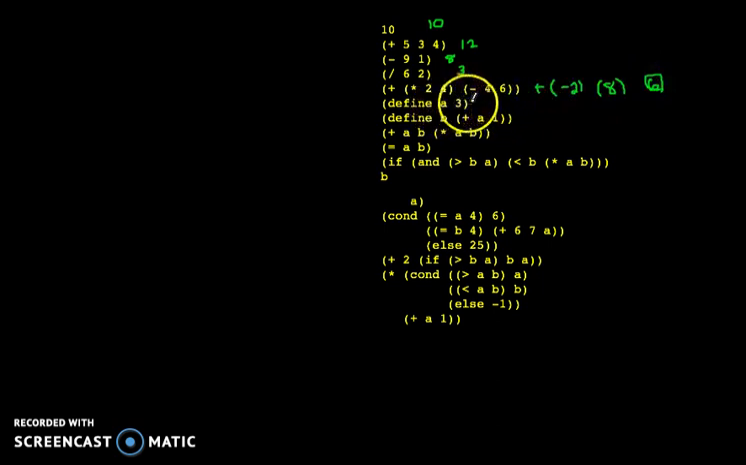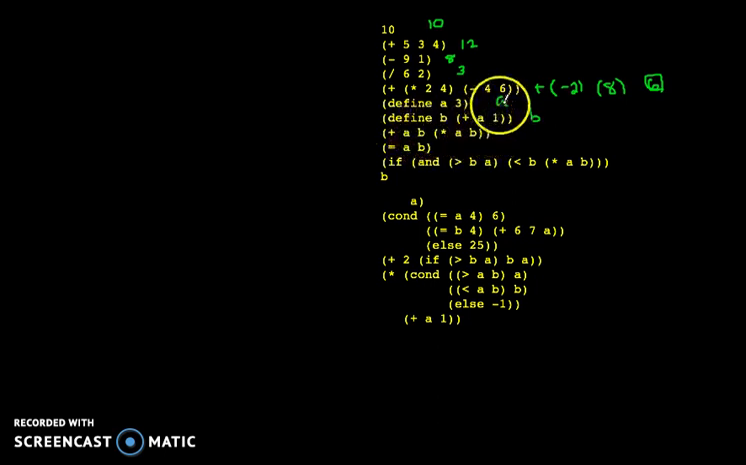Define A as 3. Cool. It should return A. Define B as A plus 1. So that should return B. Alright, so add A and B and multiply A and B. So multiply A and B and then add it to A and B.